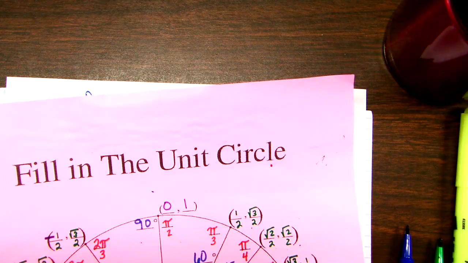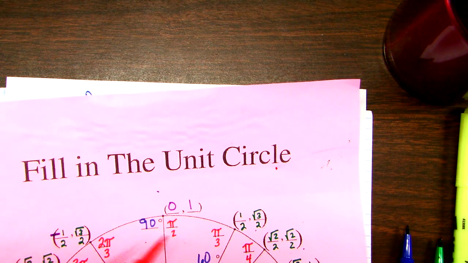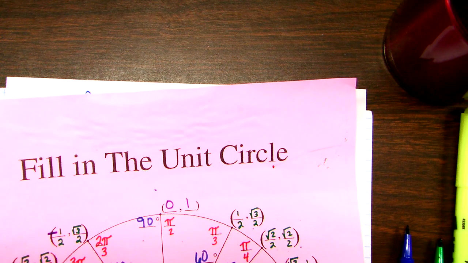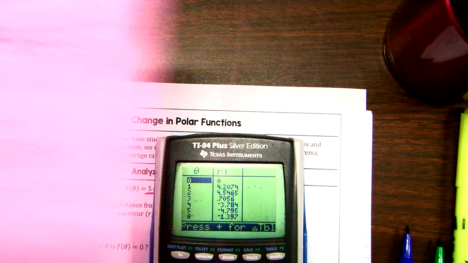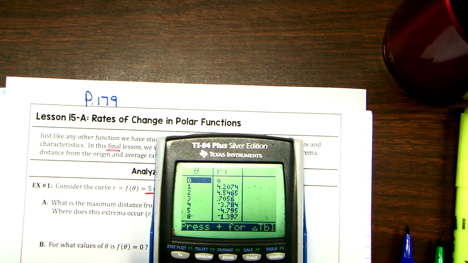I wish, this is what my dream would be, it's not possible, but I wish my theta column could actually say 0, pi over 6, pi over 4. It could give me my standard angles. It doesn't, but we can get pretty close to it, okay? So what we're going to do is we're going to go to table set. So second table set.